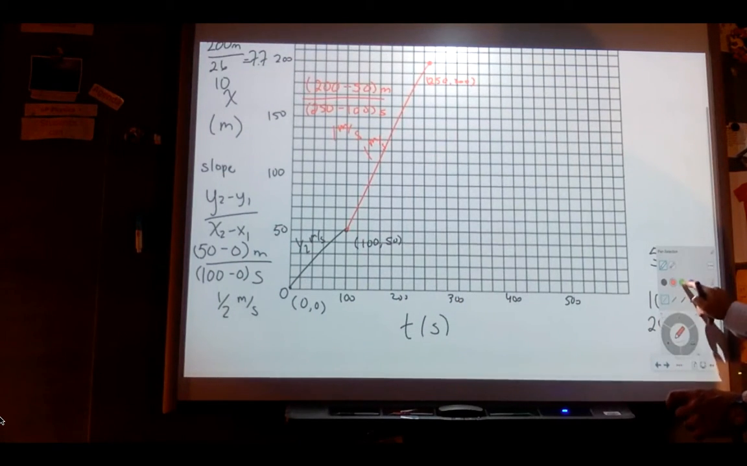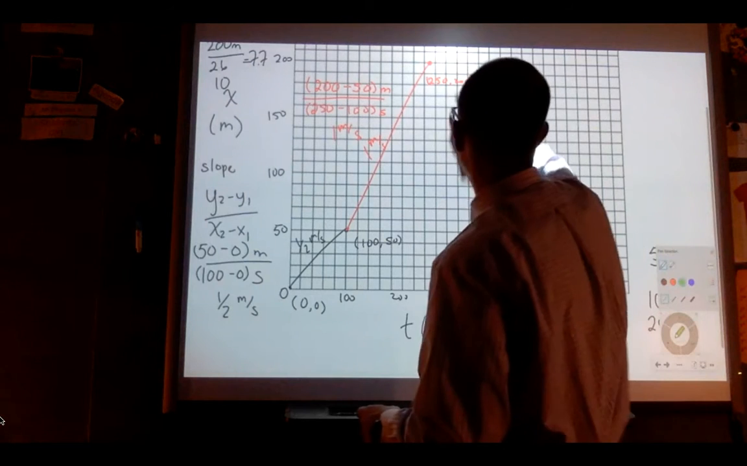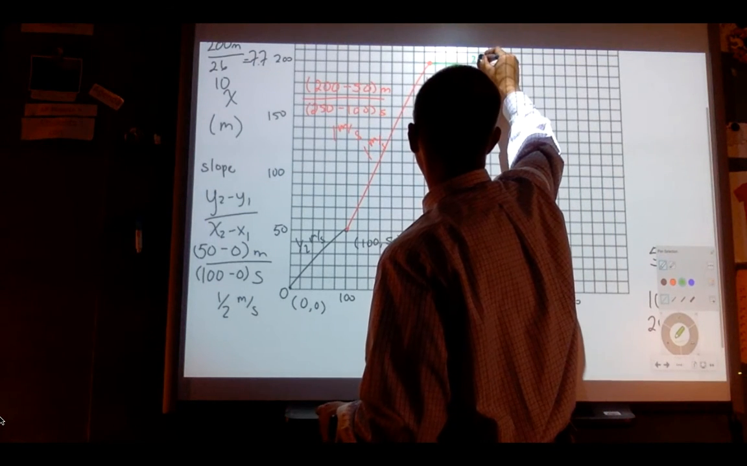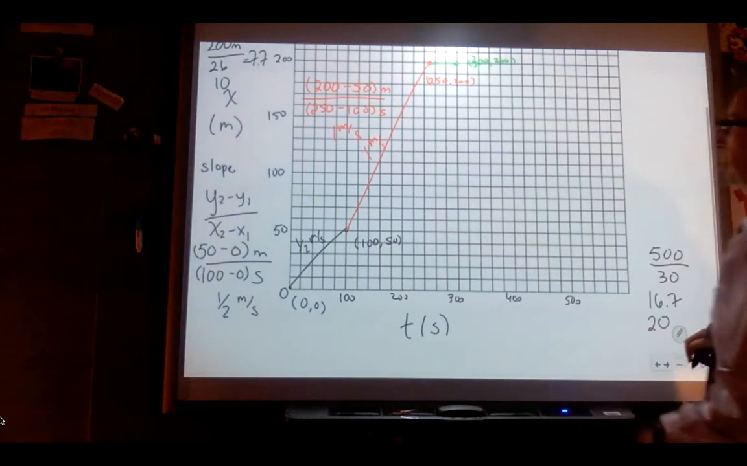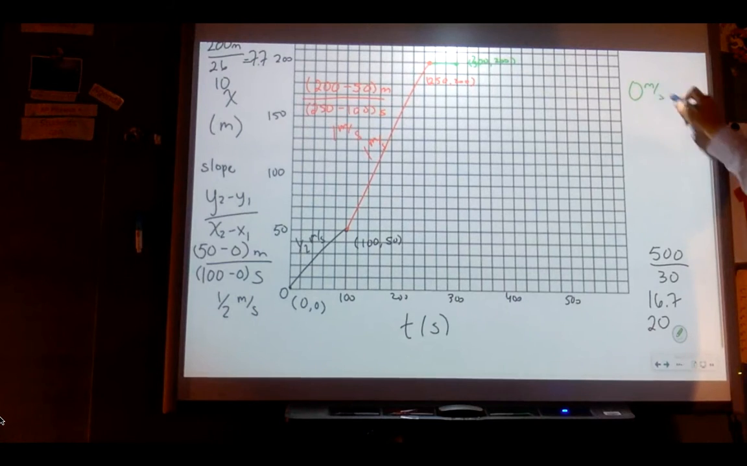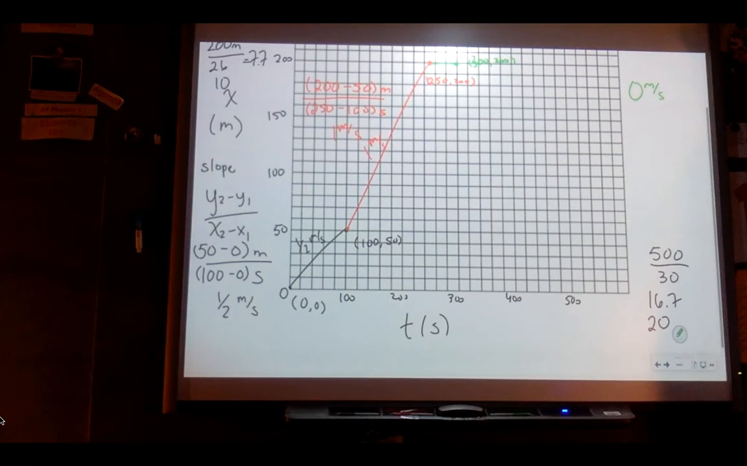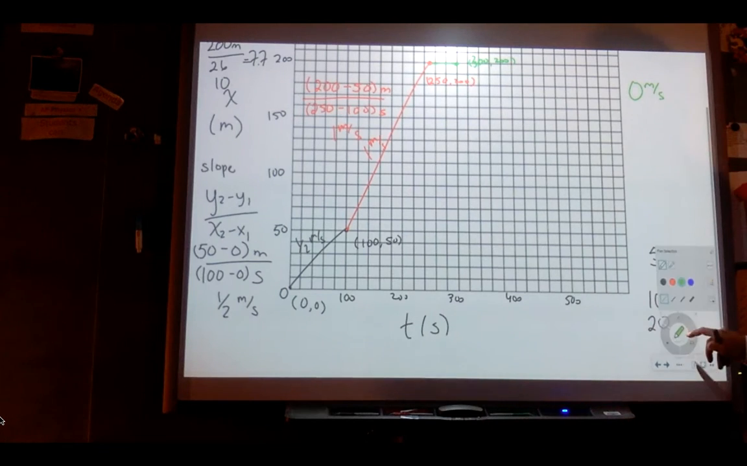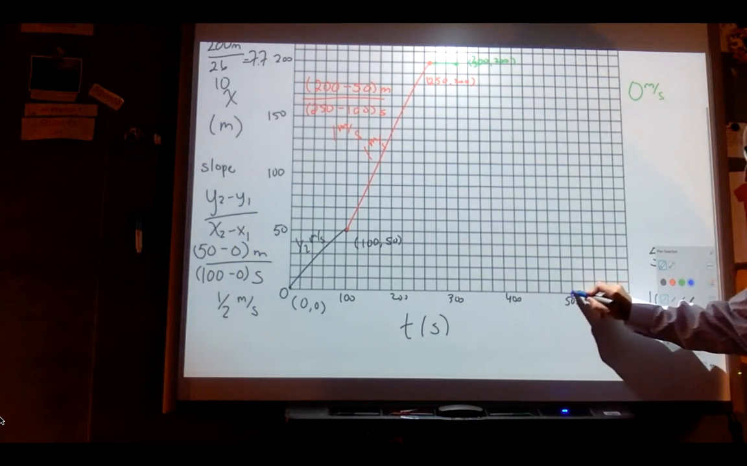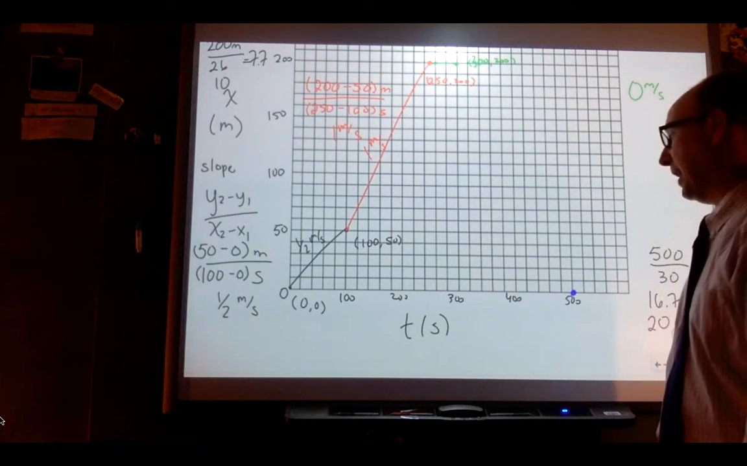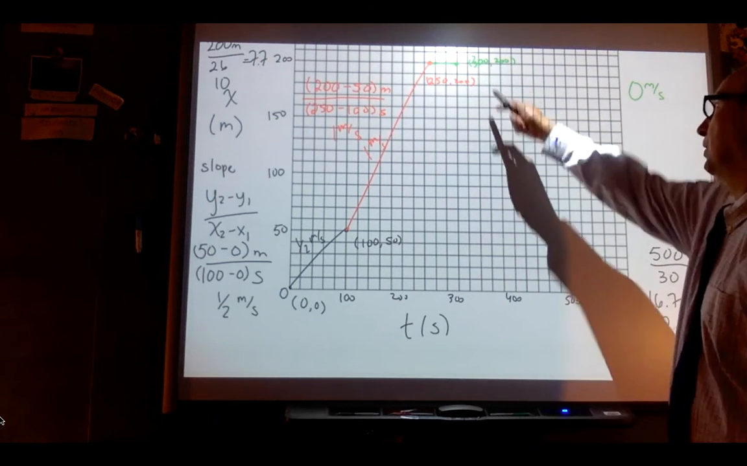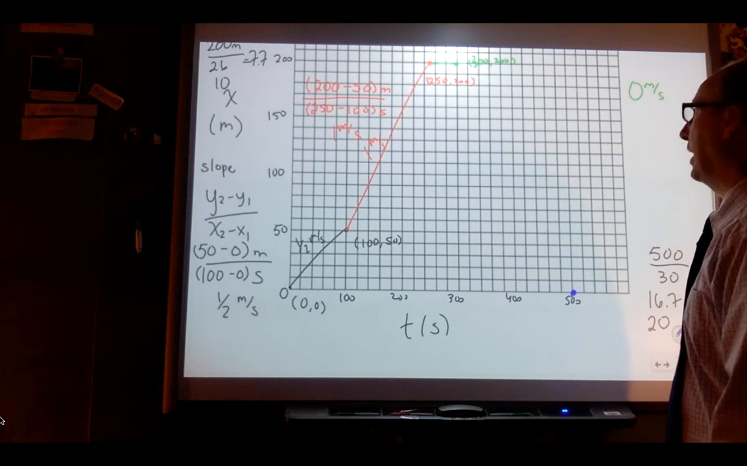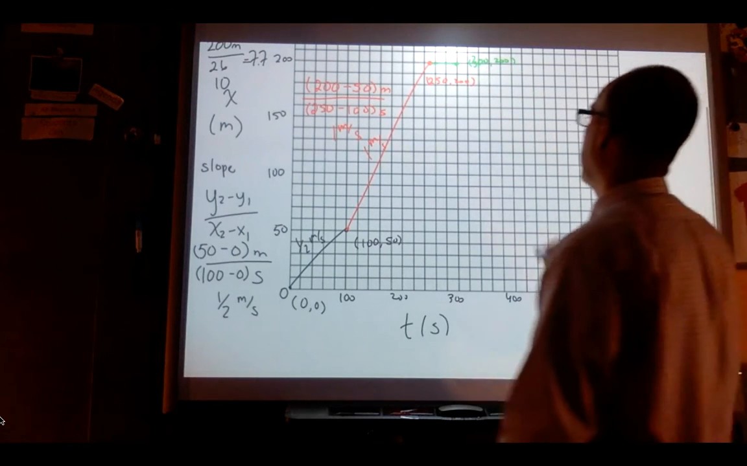He then is going to rest for 50 seconds. This is going to take me from 250 to 300. So I'm going to have 300, comma 200. If you remember, the slope of a horizontal line is 0. So for that increment, he's not going at all. And then for the final 200 seconds, he's going to return back to where he started. So he's going from 300 to 500, a 200 second increment, and he's going to go backwards 200 meters.